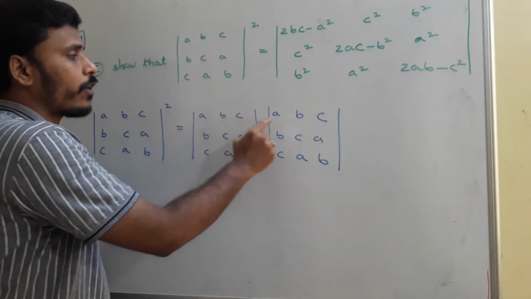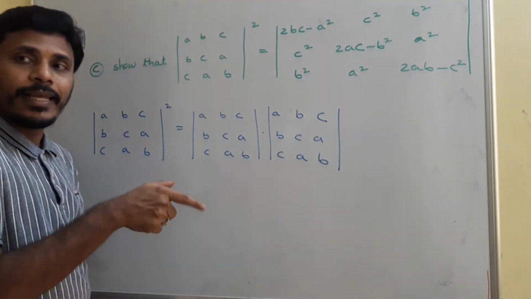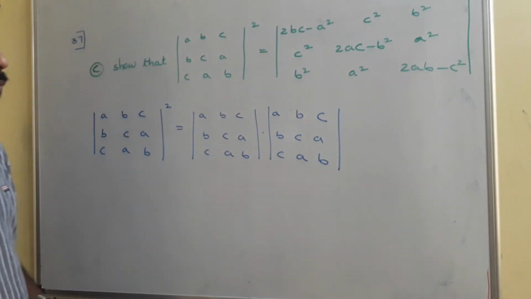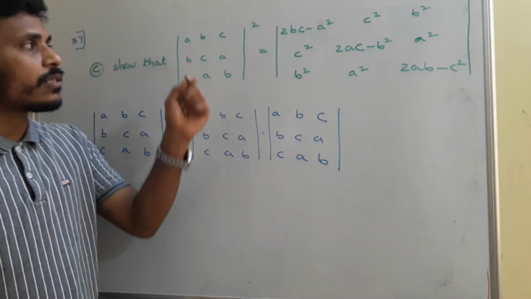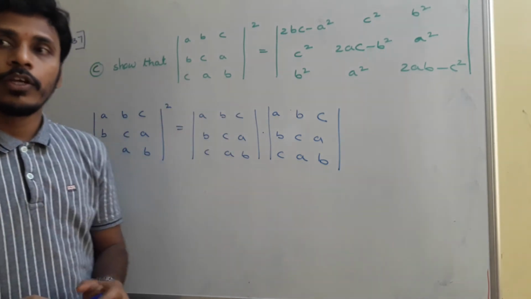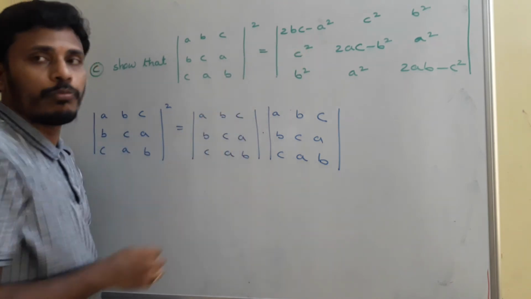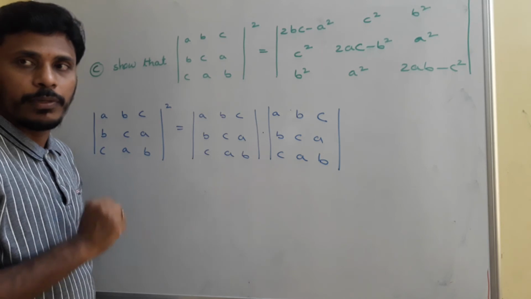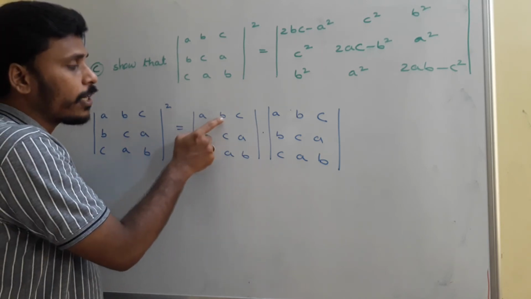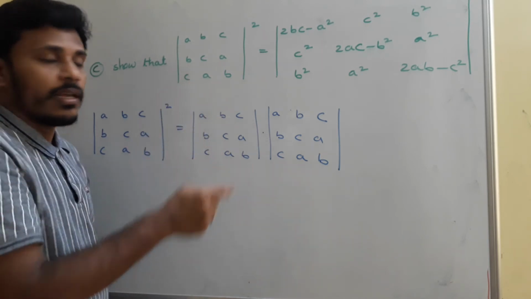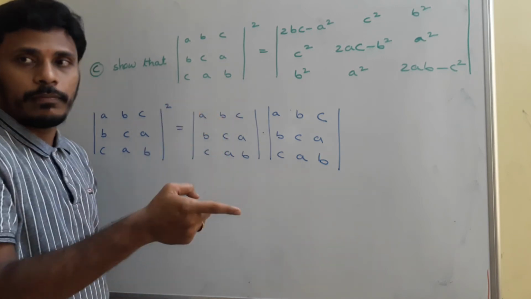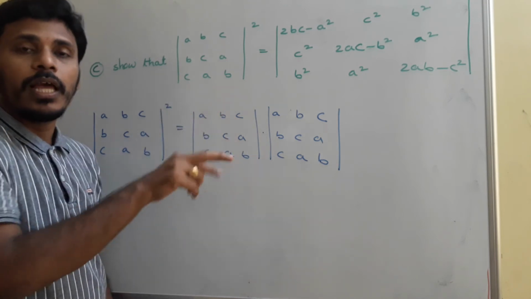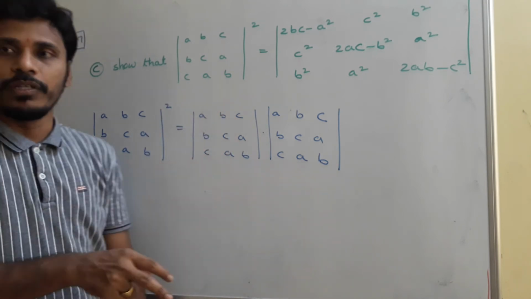So if you multiply the first row with the first row, you will get A square plus B square plus C square, but it is not that A square plus B square plus C square. What it is actually? This is simply 2BC minus A square. So to calculate 2BC, you need to think for some time. To calculate 2BC, which is BC plus BC, you need to multiply this B with C as well as this C with B. Is it right? If you multiply B with C and C with B, BC plus BC will become 2BC.